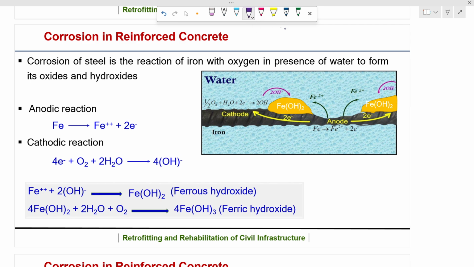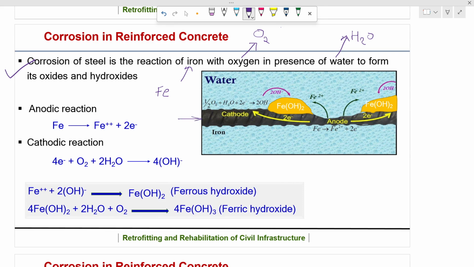Let's see what we mean by corrosion. The basic definition of corrosion is that corrosion of steel is the reaction of iron. We know that it is iron which reacts with oxygen in the presence of water. That is the simple definition of corrosion: reaction of iron with oxygen in the presence of water, right? So it is an electrochemical reaction.